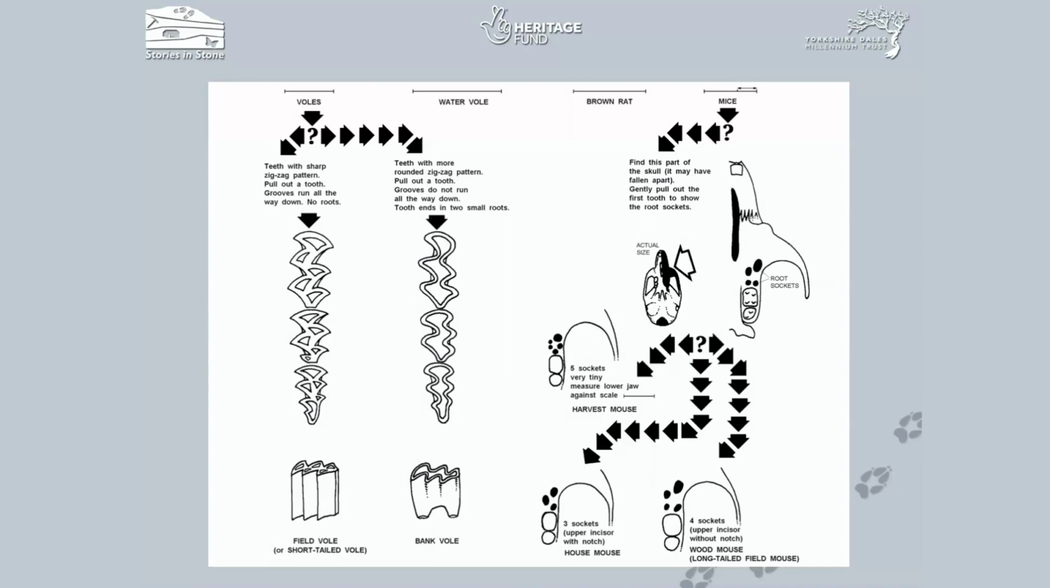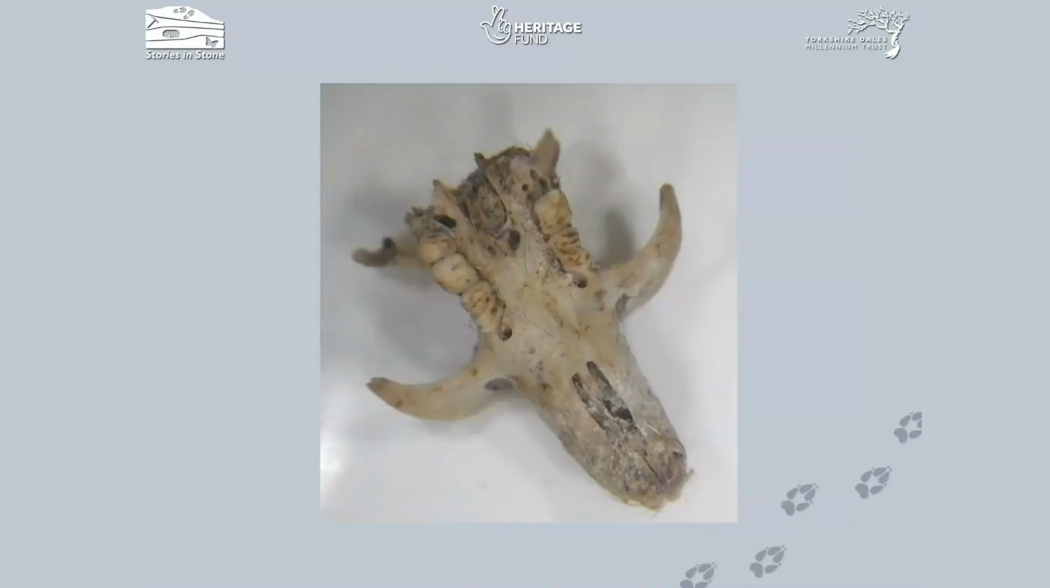species. Now, when you look at the teeth on the lower jaw, because the teeth are quite different between the voles and the mice, you will be able to tell whether it is in fact a lower jaw of a vole or a mouse. But it's, as I said, the upper jaw, so the skull section, that we're going to be having a closer look at. If we have a look at this skull here, you can see that we've got separate teeth.